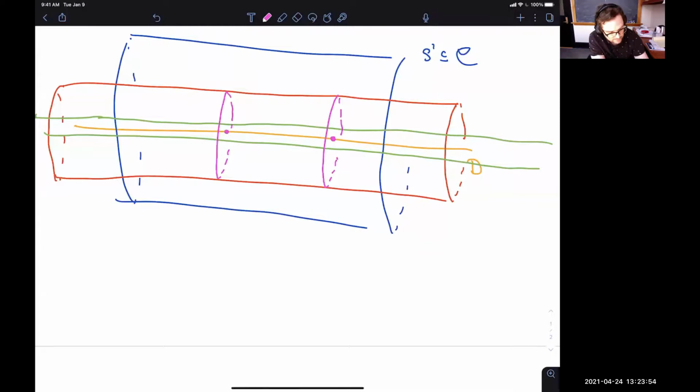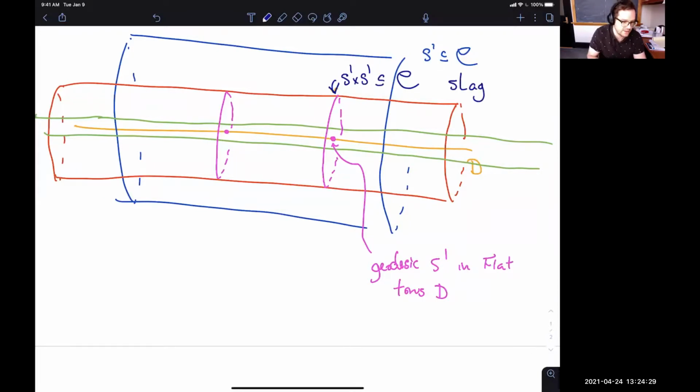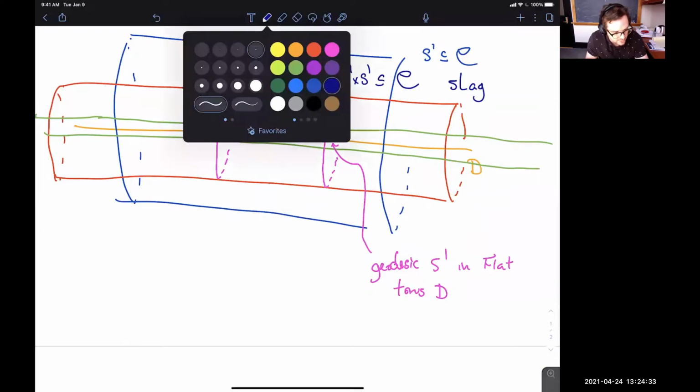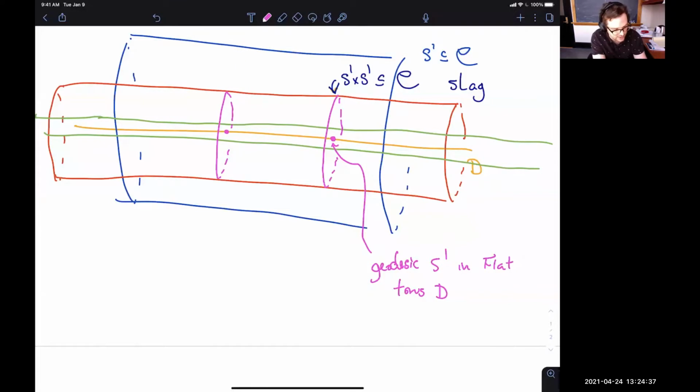So this pink guy here is supposed to be a geodesic S1, a geodesic circle in the flat torus D. And then this is topologically a torus, so this is going to be S1 cross S1. This is S1 cross S1 inside of this Calabi model, and it's special Lagrangian. So you see that if you take an appropriately chosen S1, then you can translate that around in this divisor in this flat torus D, right? Because D is just C modulo a lattice. And so there's actually a special Lagrangian fibration here of this Calabi model at infinity. So that's an important observation.